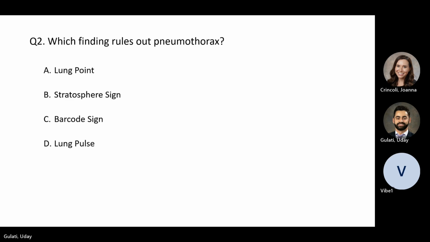Which finding 100% rules out a pneumothorax? There you go, lung pulse. A lung point is 100% specific for a pneumothorax, and it represents the edge of the pneumothorax. It's that transition between the absence of lung sliding and the presence of lung sliding. The barcode and stratosphere signs are suggestive of a pneumothorax, similar to the absence of lung sliding. But really, your diagnosis that definitely rules it out is lung pulse.